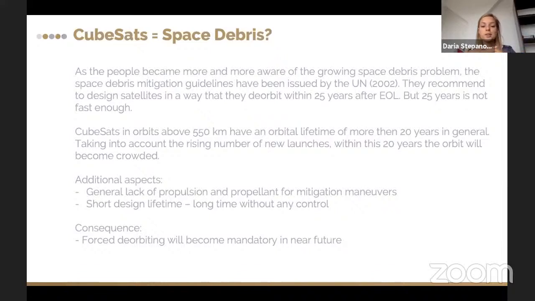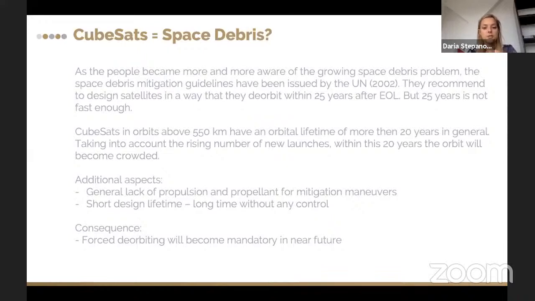In 2002, the United Nations issued their recommendation that all satellites shall be deorbited within 25 years after end of life. Some experts consider that 25 years is not fast enough. CubeSats mostly occupy orbits around 400 to 600 km, and for CubeSats above 550, orbital lifetime normally takes more than 20 years. Including the rising amount of launches within these 20 years from now, the orbit will be really crowded.